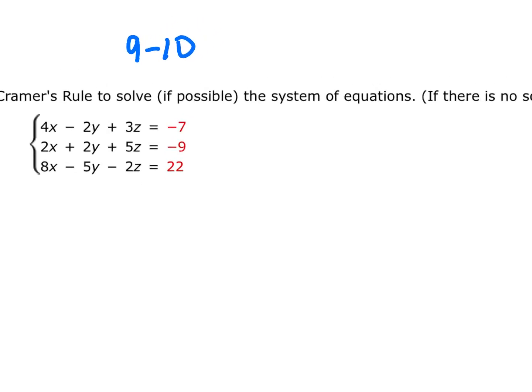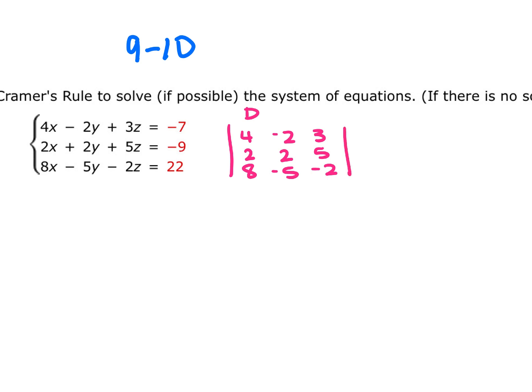For this example that we have, 4x minus 2y plus 3z is equal to negative 7. 2x plus 2y plus 5z is equal to negative 9. And 8x minus 5y minus 2z is equal to 22. We are going to have the matrix for D. That is for x values 4, 2, 8. Y values are negative 2, 2, negative 5. And z values are 3, 5, negative 2.